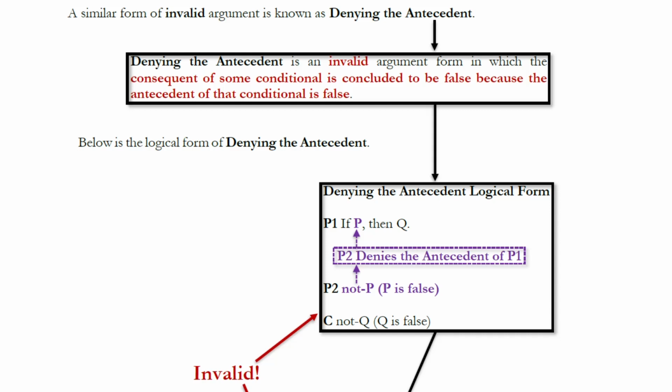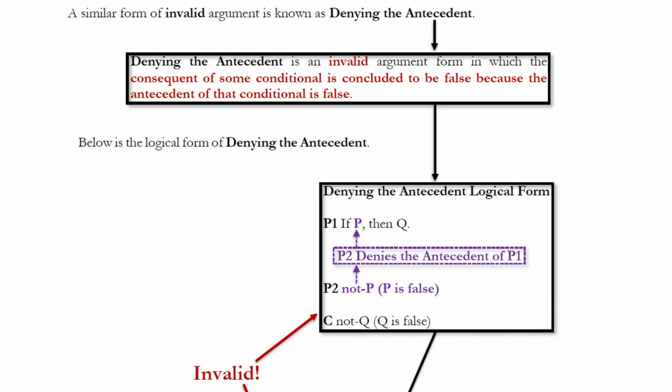We can see this by examining the underlying logical structure of this form of argument. First, we have the conditional if P then Q. Then the second premise claims that the antecedent of that conditional, P, is false. And the conclusion drawn is that the consequent of that conditional, Q, must also be false.